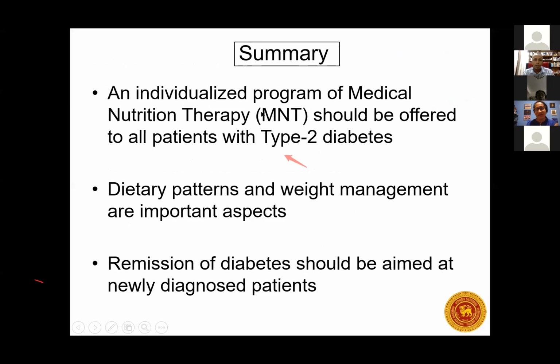So in summary, an individualized program of medical nutrition therapy should be offered to all patients with type 2 diabetes. Dietary patterns and weight management are important aspects, and remission of diabetes should be aimed at newly diagnosed patients.